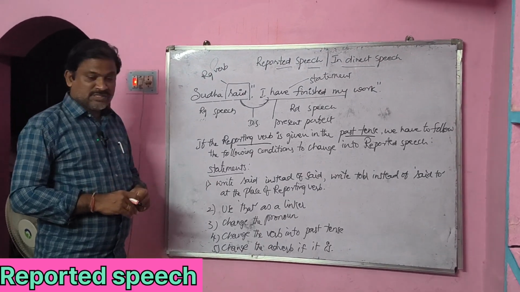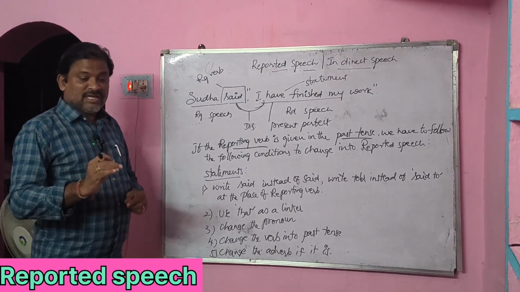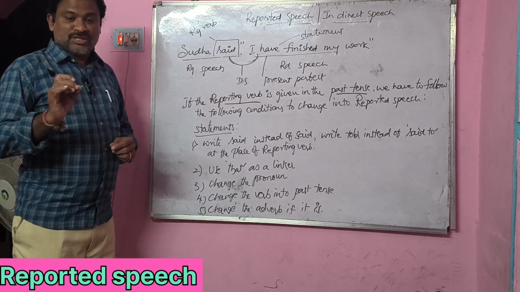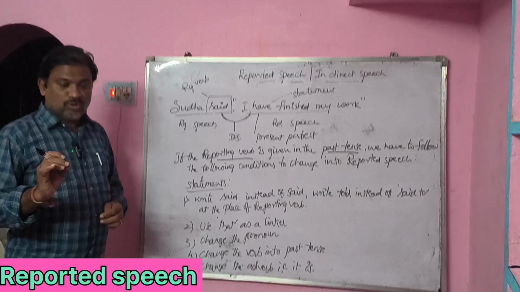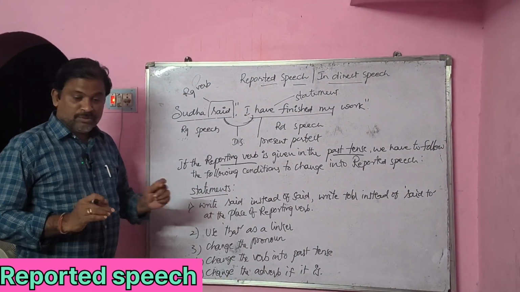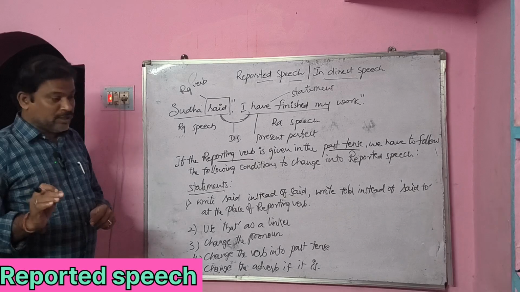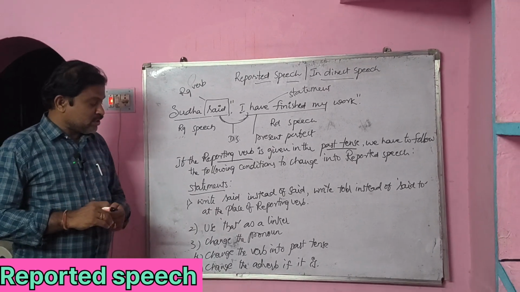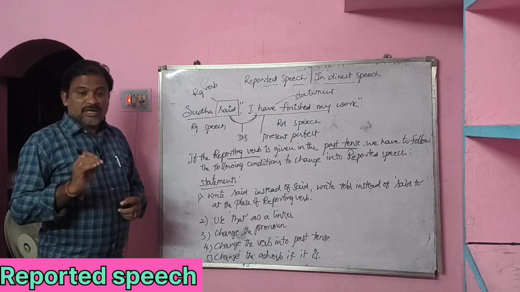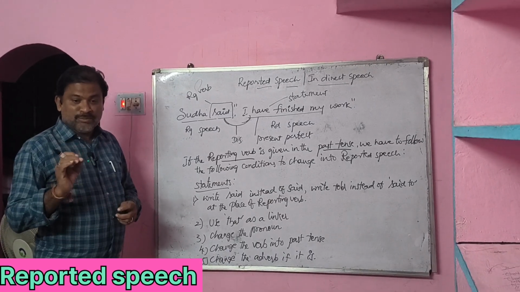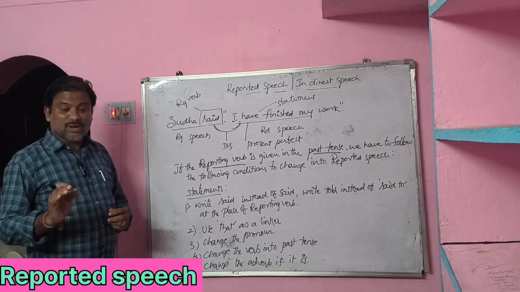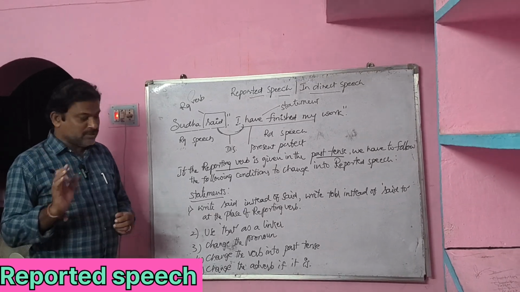The first condition is write said instead of said. Write told instead of said to. But don't write told to. At the place of the reporting verb. Second condition is use that as a linker. Again, remove the inverted commas in any model. We don't have any right to use the inverted commas in the reported speech.